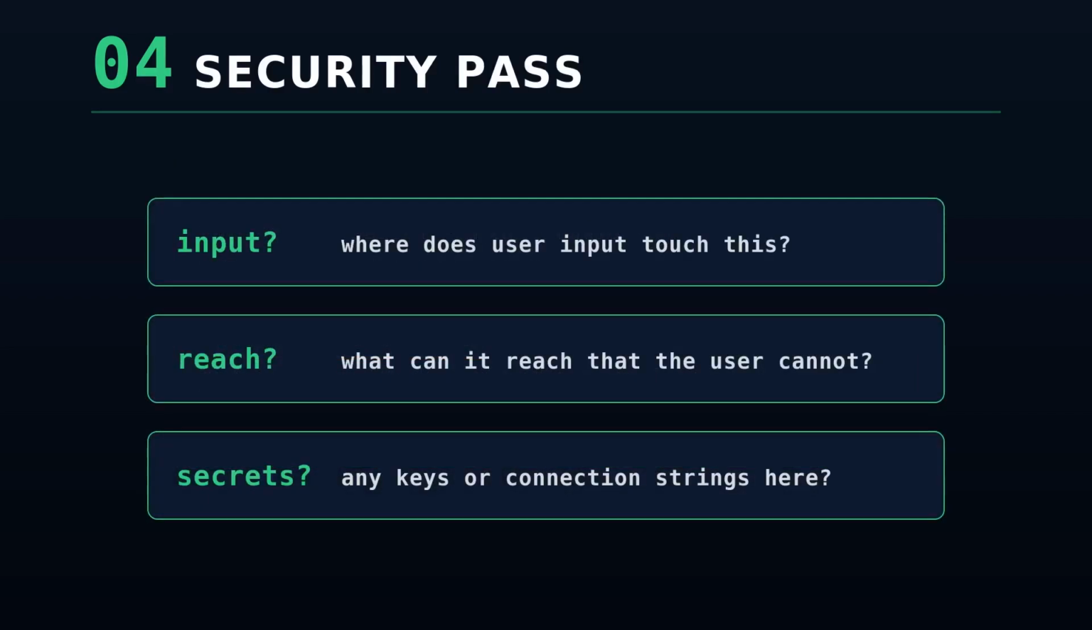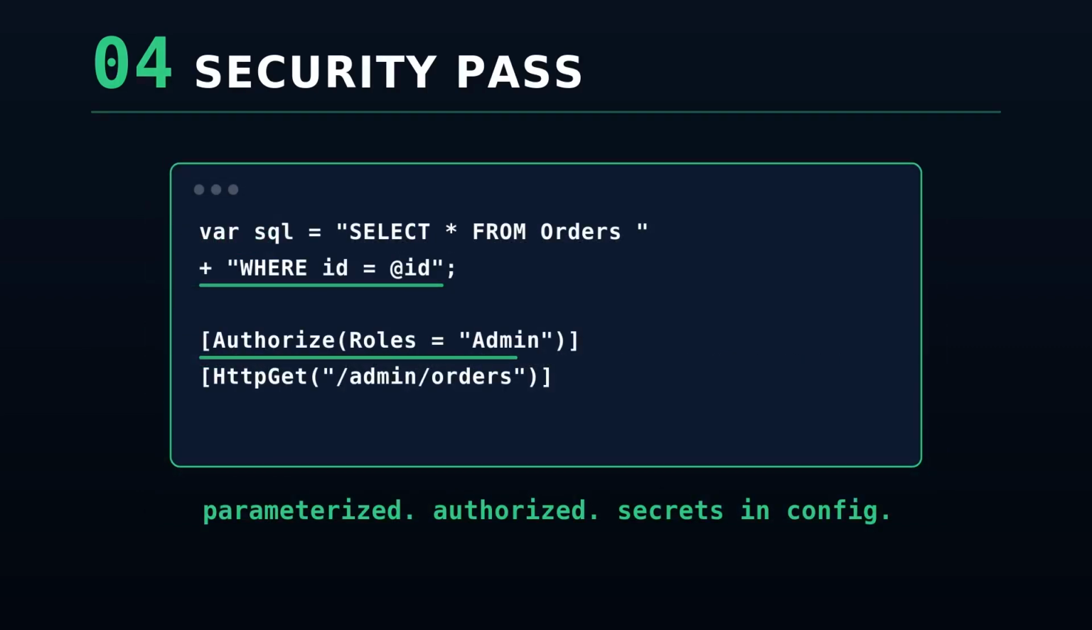Question 2. What can this code reach that the user shouldn't? Models optimize for working code, not for least privilege, so the generated version tends to hold broader access than the task needs. Question 3. Any secrets, keys, connection strings in the diff itself? Green version, parameterized query, explicit auth check, secrets in config. 3 questions, 15 seconds each.